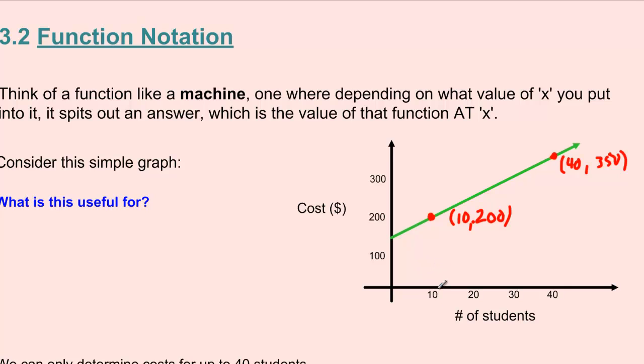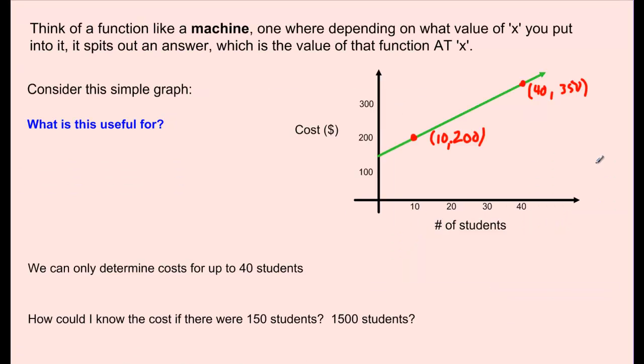Well, what are some limitations that this graph has? Think about it. This graph shows 10, 20, 30, or 40 students. But what if I had 150 students? Or maybe even 1,500 students? It's hard for me to predict how much it will cost for that many. So then we get into the idea: let's create an equation.